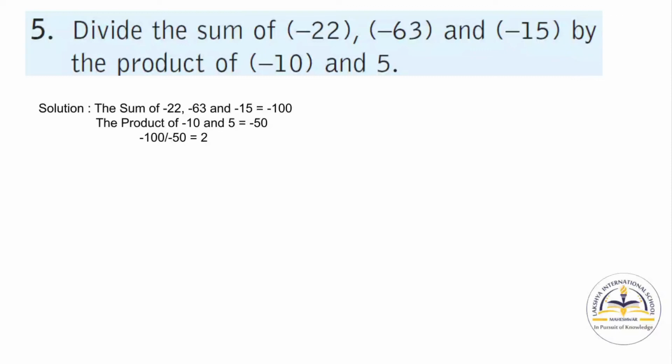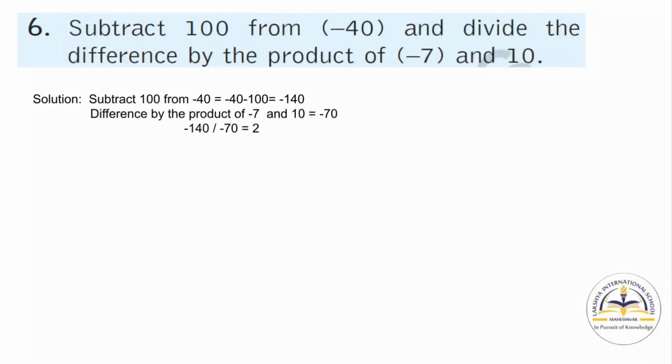Now in the question it is given that you have to divide both the answers which we get from the sum of and the product of. So minus 100 divided by minus 50. So the answer will be 2.